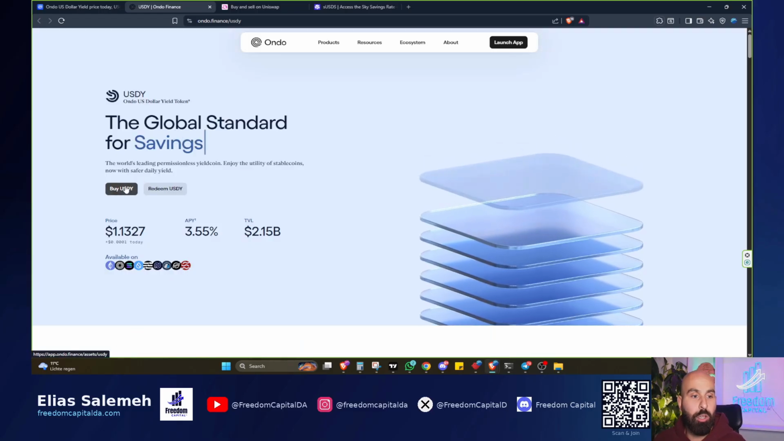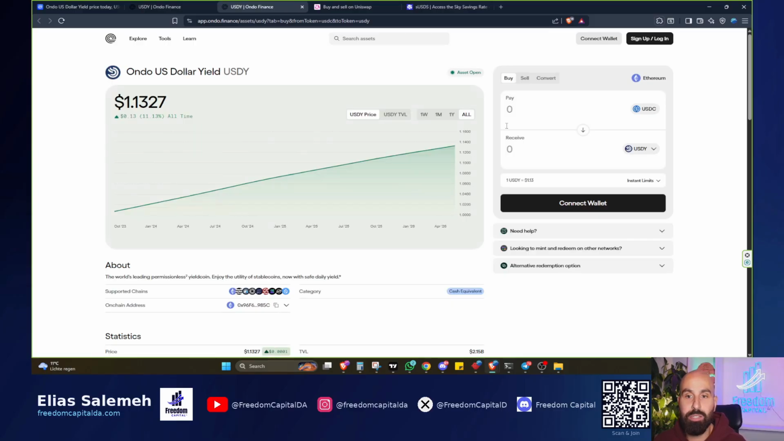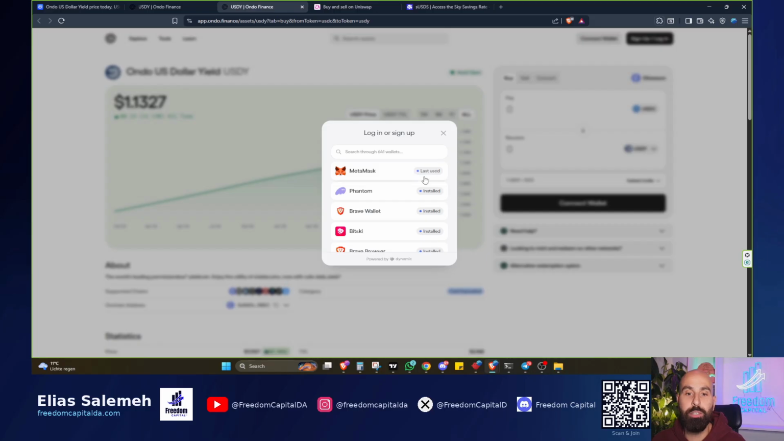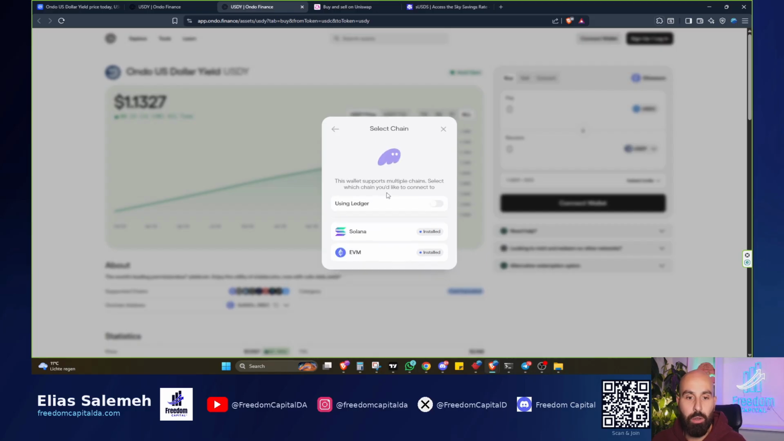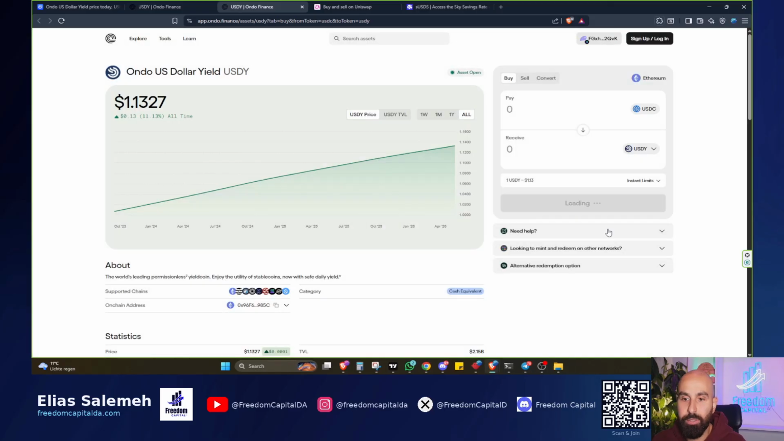So let's go ahead and try to buy the USDY. You click on buy USDY. This is the platform where you can make the transaction directly. As you can see, you can connect a wallet or sign up and log in. When you click on connect a wallet, let's say we will connect Phantom, Solana, connect. It asks you to sign up or sign in.